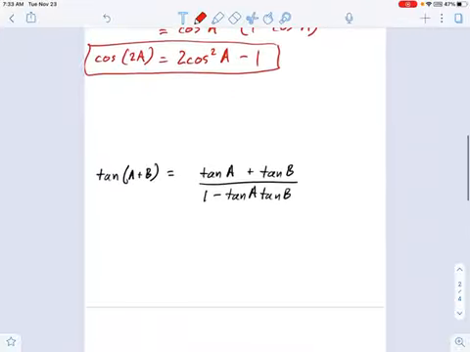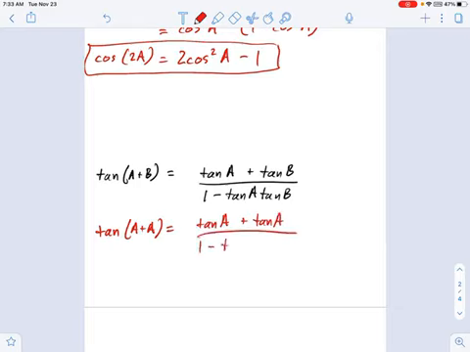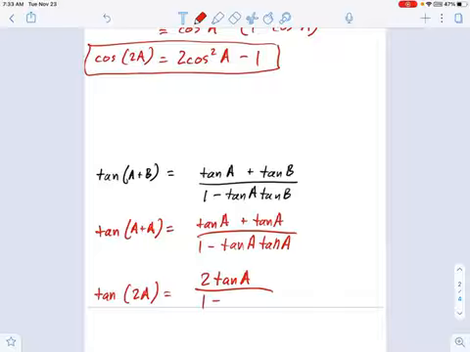Now this last one, tangent a plus b, is very easy. You just change all the b's to a's. Okay, so we get tangent of a plus a equals tangent a plus tangent a over 1 minus tan a times tan a. And if we simplify this a little bit, we get the following. Tangent of 2a equals 2 times tangent of a divided by 1 minus tangent squared of a.